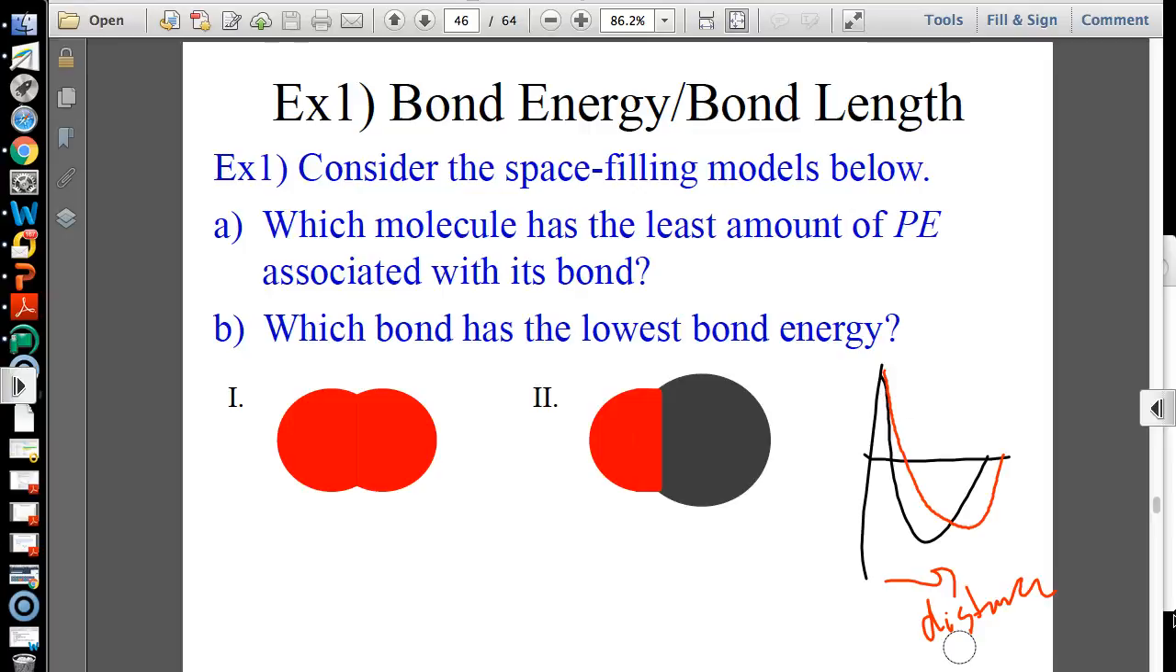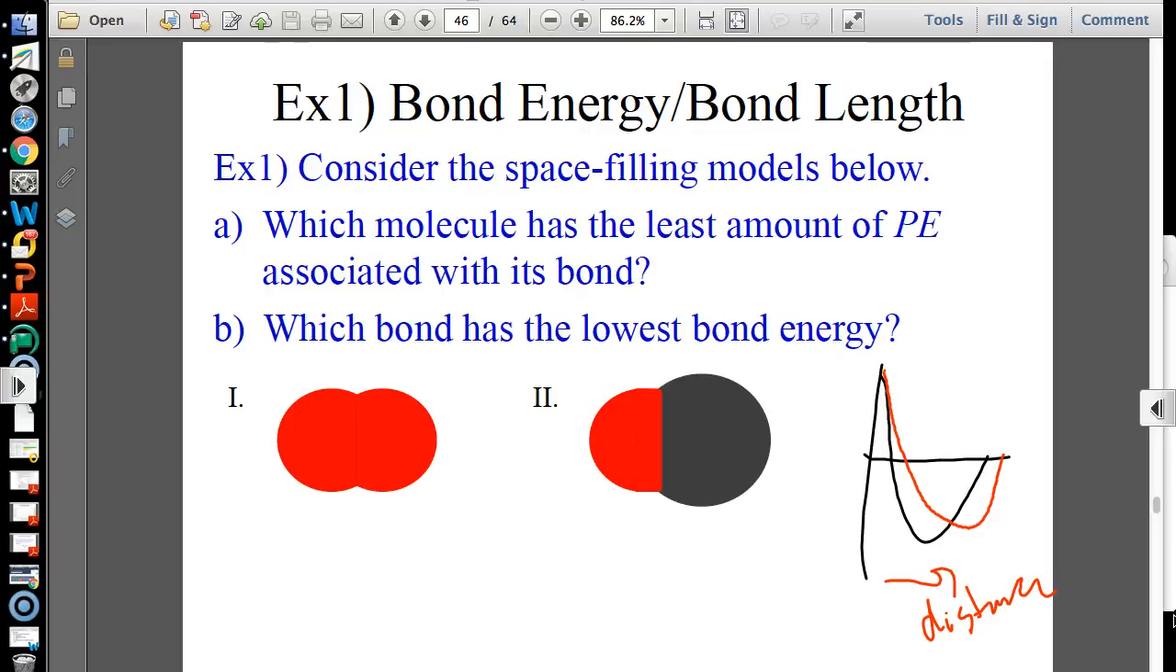The positive energy on this one is where the atoms are so close together that I'm having to put energy into forcing them together because of the repulsion of their like charges in the nuclei. So you use positive potential energy to show positive energy in general.